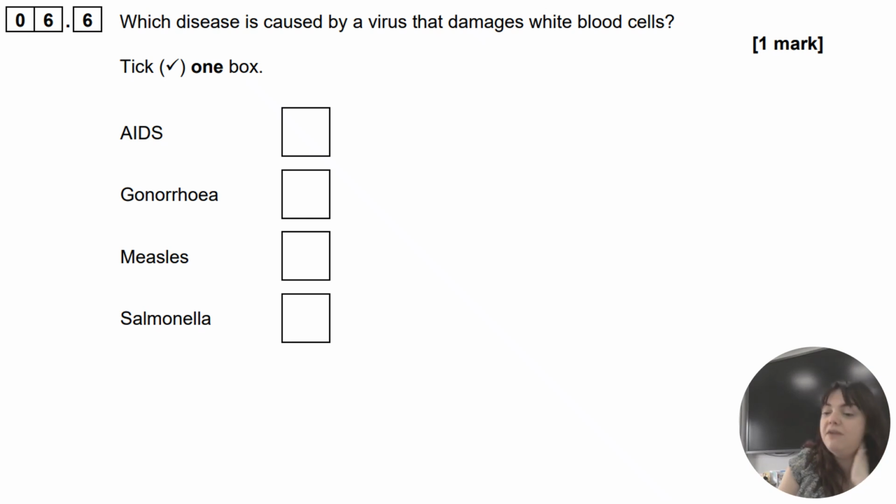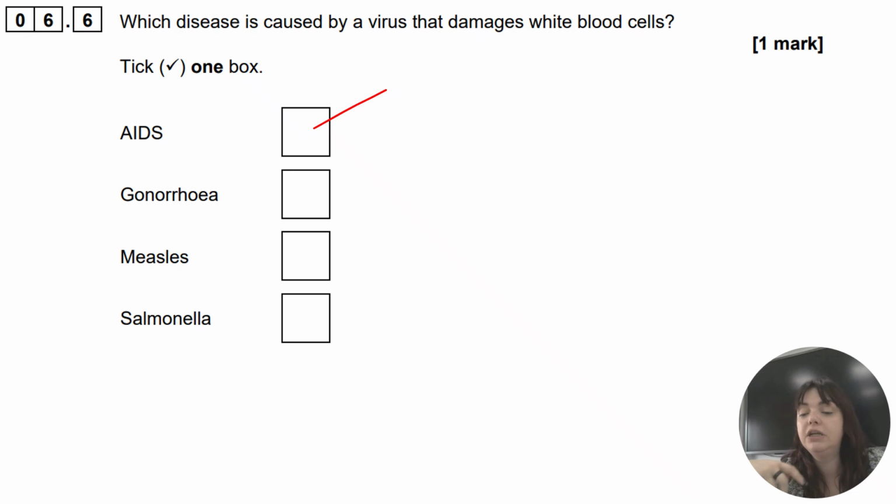Which disease is caused by a virus that damages white blood cells? Only one answer there, which is AIDS, acquired immune deficiency syndrome. So remember that people who suffer from HIV/AIDS don't die from HIV/AIDS. They die from being immunocompromised. So they die from cancer, they die from fungal infections, they die from bacterial infections, they die from another type of viral infection.